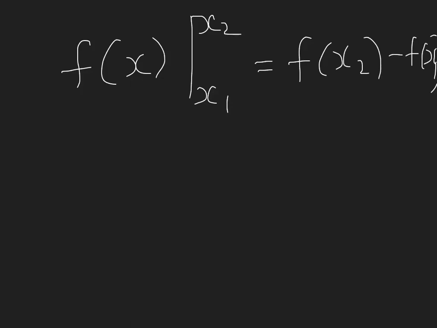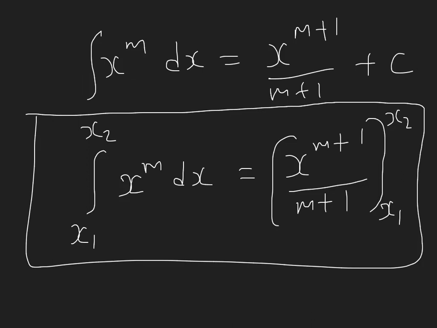Like that I can write f of x2 minus f of x1. So always substitute in the function upper limit minus lower limit. This is the way to apply the limits. Now, observe what we wrote just now. Integral x power m dx equals x power m plus 1 by m plus 1, and upper limit is x2, lower limit is x1. Let us substitute the limits.